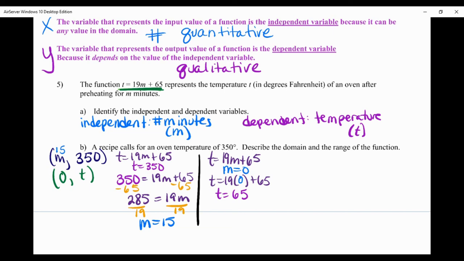So now let's loop it back to writing the domain and range. So the domain, we said the smallest possible number of minutes could be 0. And then the largest was 15. Okay, so that means that m has to be between 0 and 15, but including 0 and 15. So less than or equal to 15 and greater than or equal to 0.